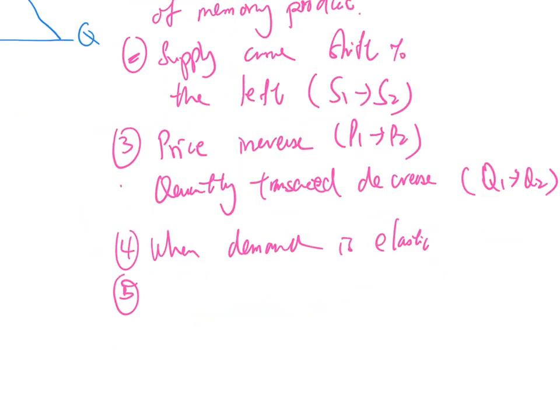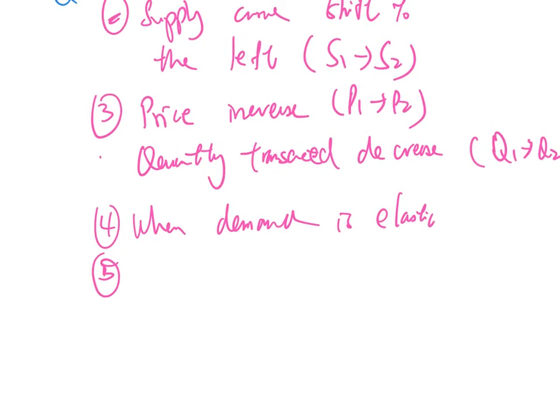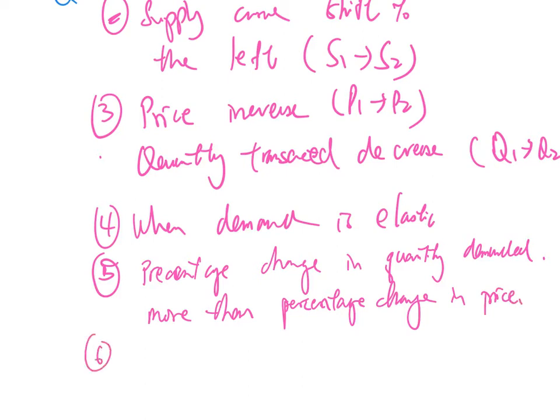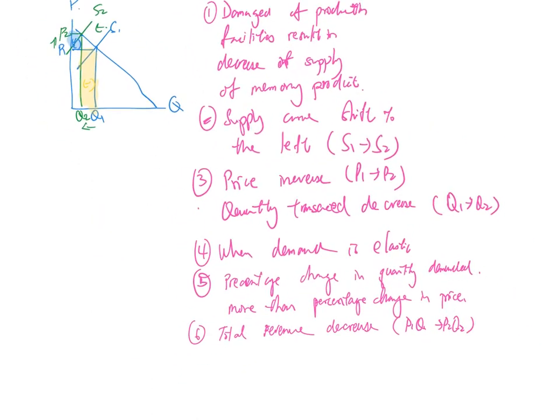Fifth is the definition of elastic demand: percentage change in quantity demanded is more than percentage change in price. You just memorize this, it's okay. The last one, total revenue decreases, P1 Q1 to P2 Q2. Okay, that's all of the answer.